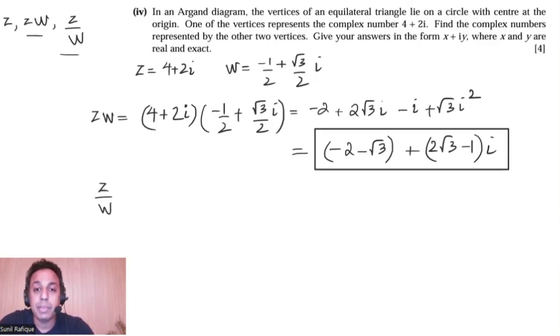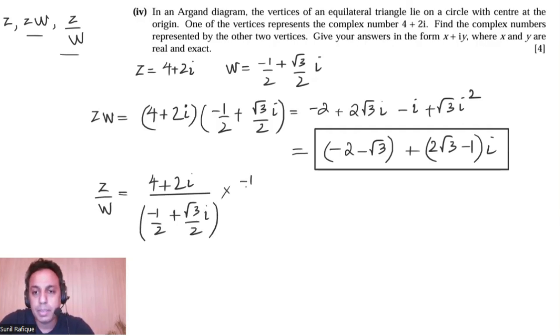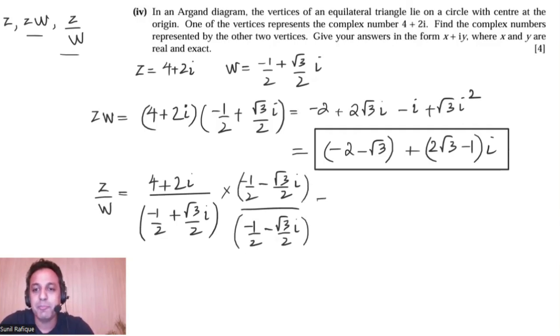Now z over w. So I need to rationalize this. (4 + 2i) divided by (-1/2 + (√3/2)i). So how do you rationalize? You multiply and divide by the conjugate. So these are exam questions. I've done something like this before, but I just want to solve each of them fully, whichever we have picked for solutions. So let's simplify the numerator.